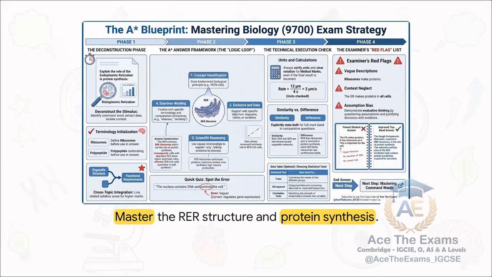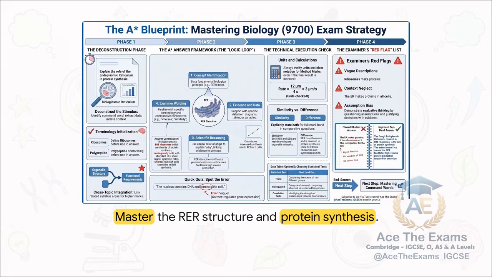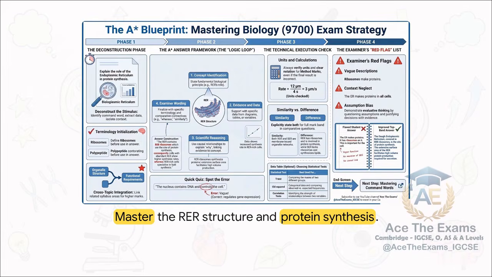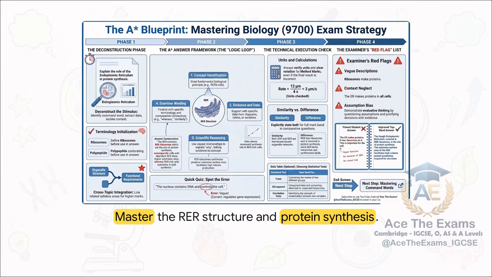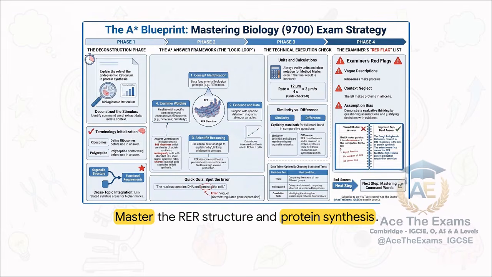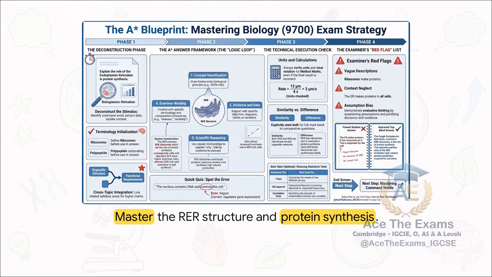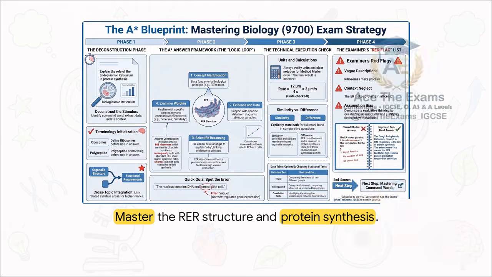When breaking down the A-star blueprint for mastering the RER, you'll find that top-band answers explicitly connect that massive surface area directly to high-volume production. A top candidate doesn't just say it has ribosomes. No, they specify 80S ribosomes and use comparative connectives like whereas to contrast RER-rich cells with SER-rich cells. That specific causal link is exactly what the examiner is hunting for.